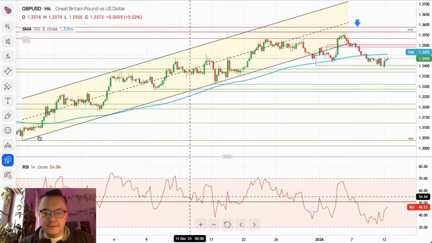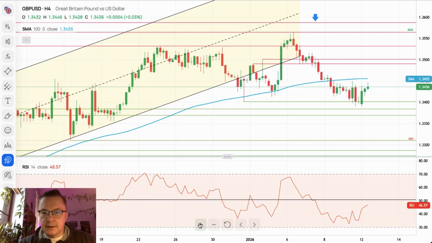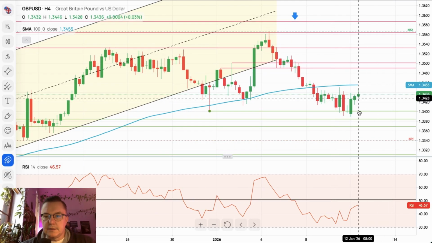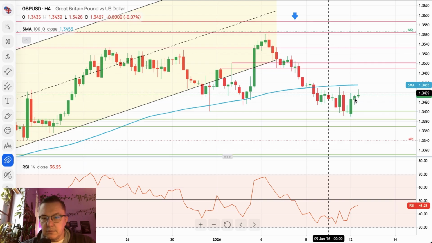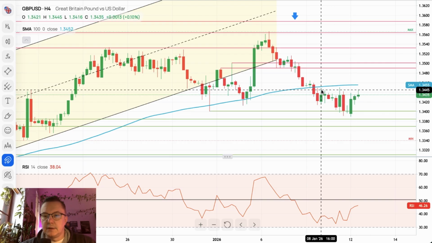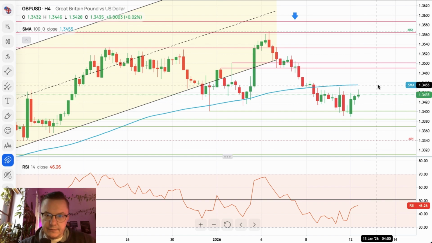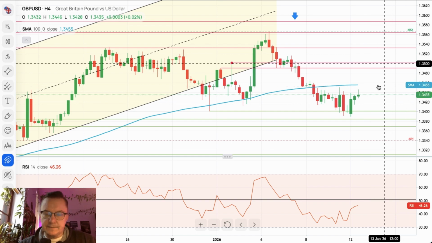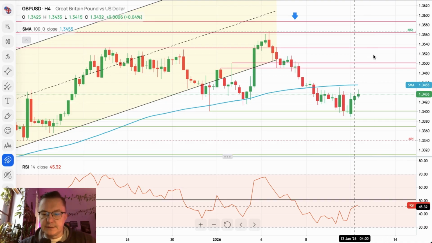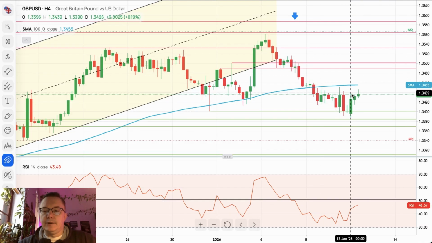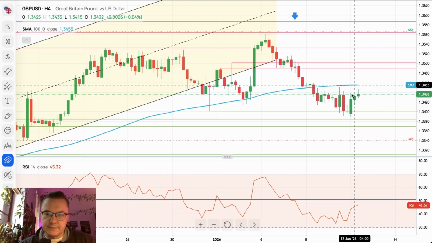Cable bounce on the cable as well, but not that big. Rather, the price goes back to the level of 1.3445, just below the 100 periods moving average at 1.3455, right? So not much to do here for the bulls because momentum is still negative, 46 points. We are roughly in the middle of the range, below the 100 periods moving average.